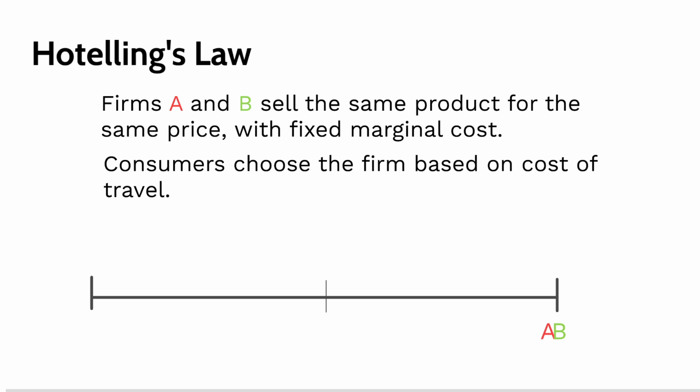So think about what the customers are doing here. Every customer from the 0 point all the way up to A is making a decision about where to go. And they know it's ever so slightly more expensive to go to B, and so they go to A.